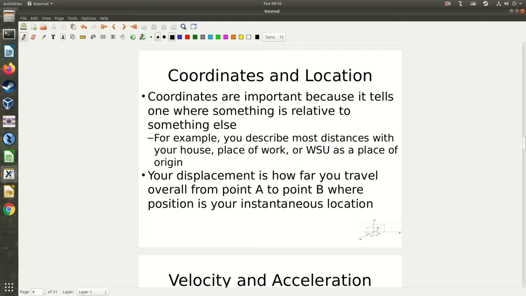Well, if you want to figure out how to go there, your place of residence would probably be your origin in that case. Another thing is displacement and position and distance.